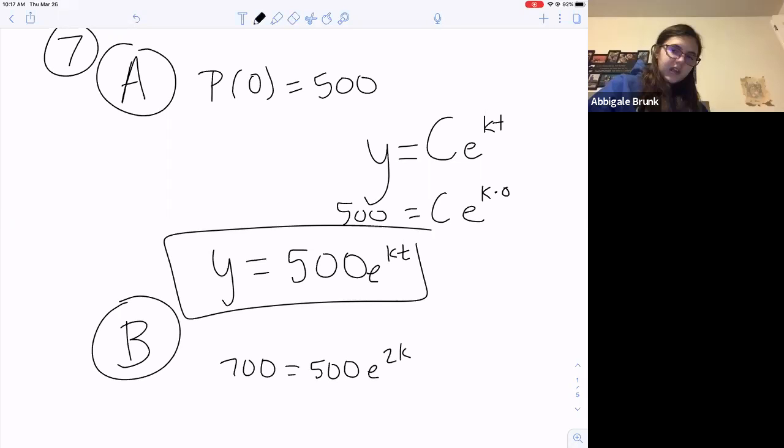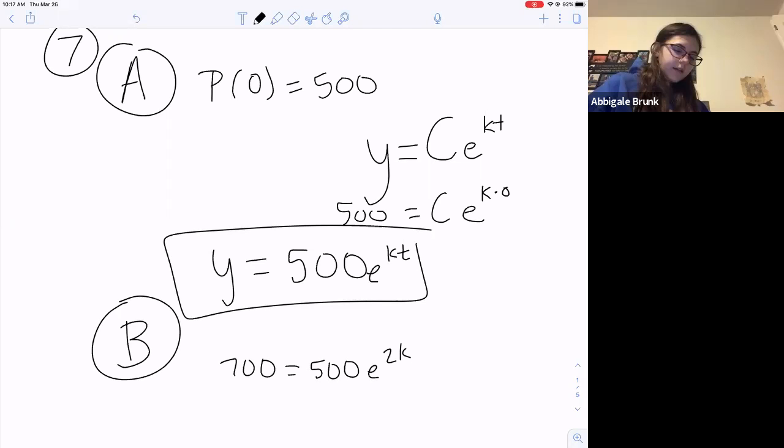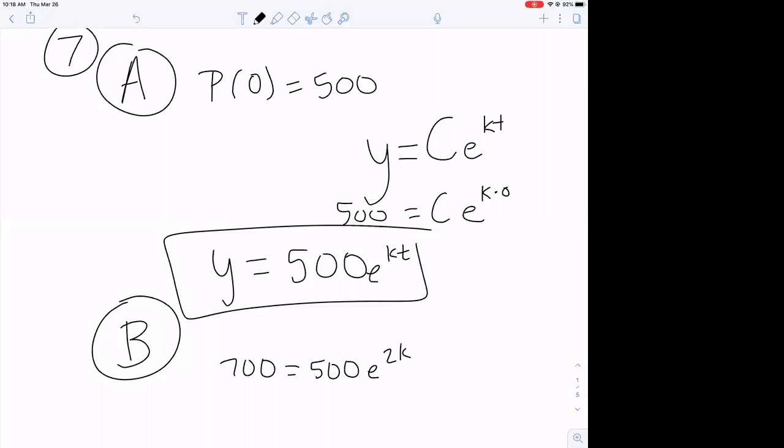Did you guys get k was point? Part A confused me. What was confusing on A? Just because it's in terms of t and k, and I was like, wait, what? Oh yeah, just like that.